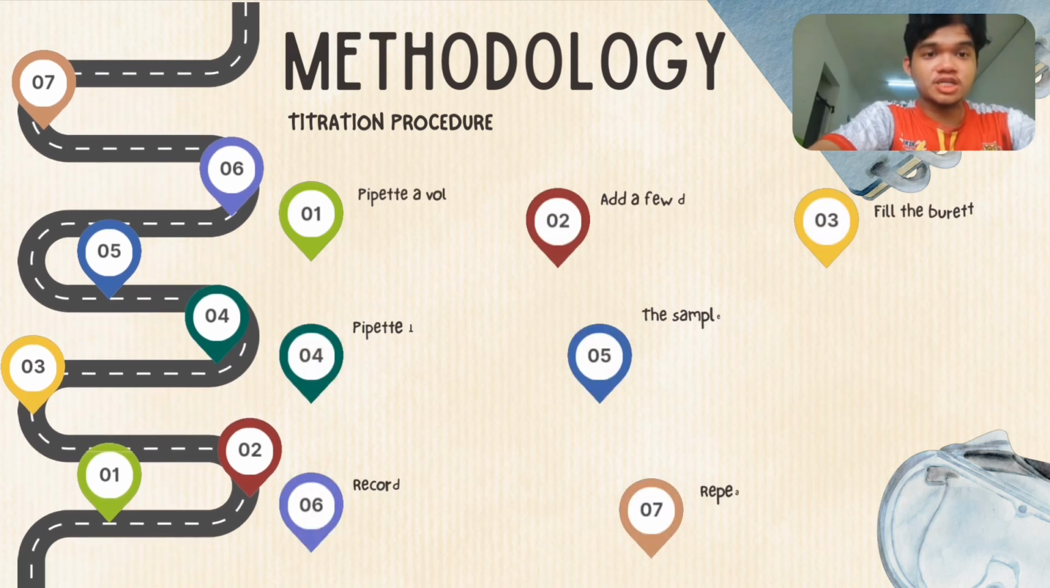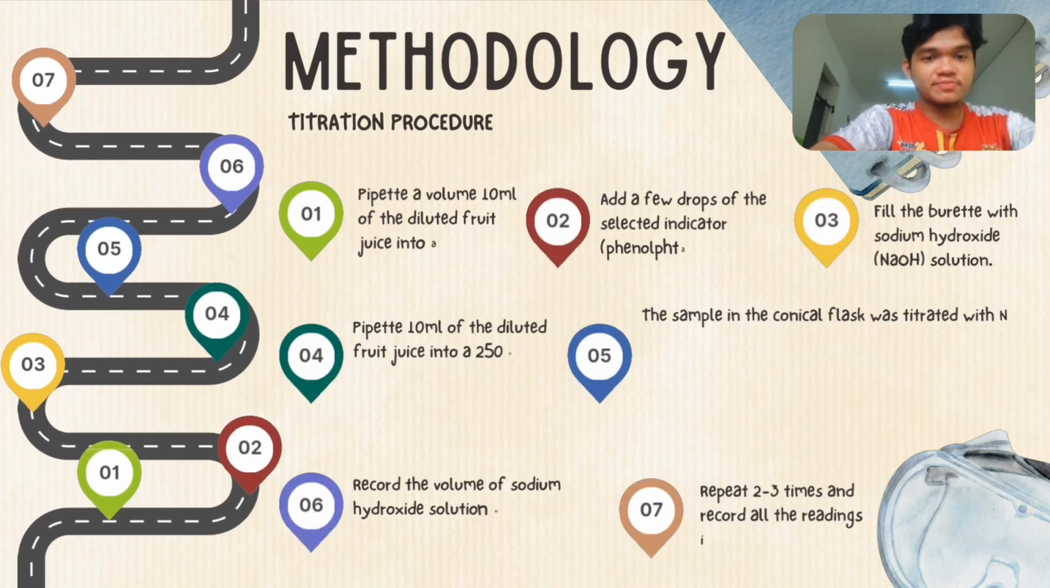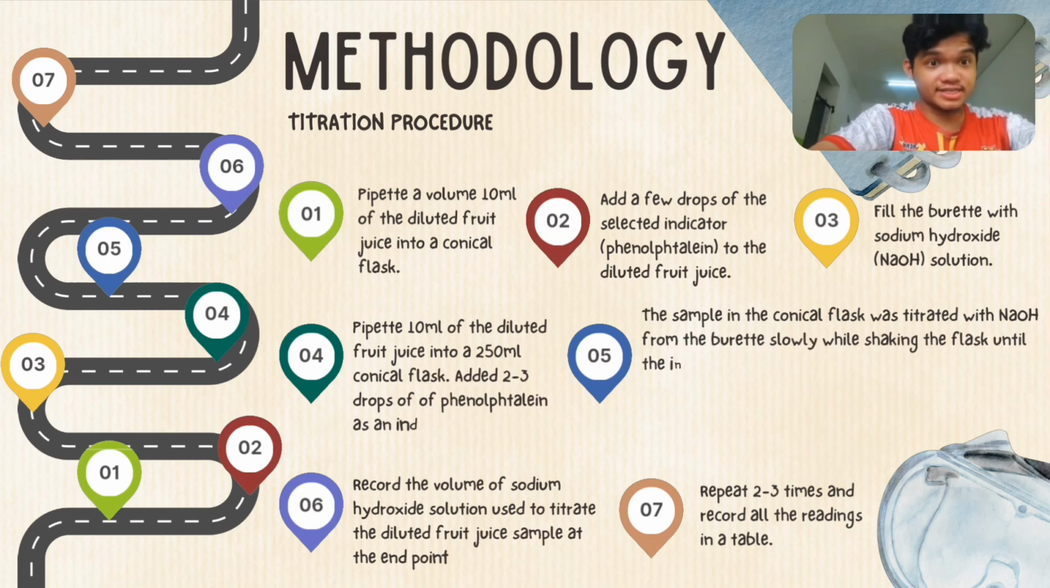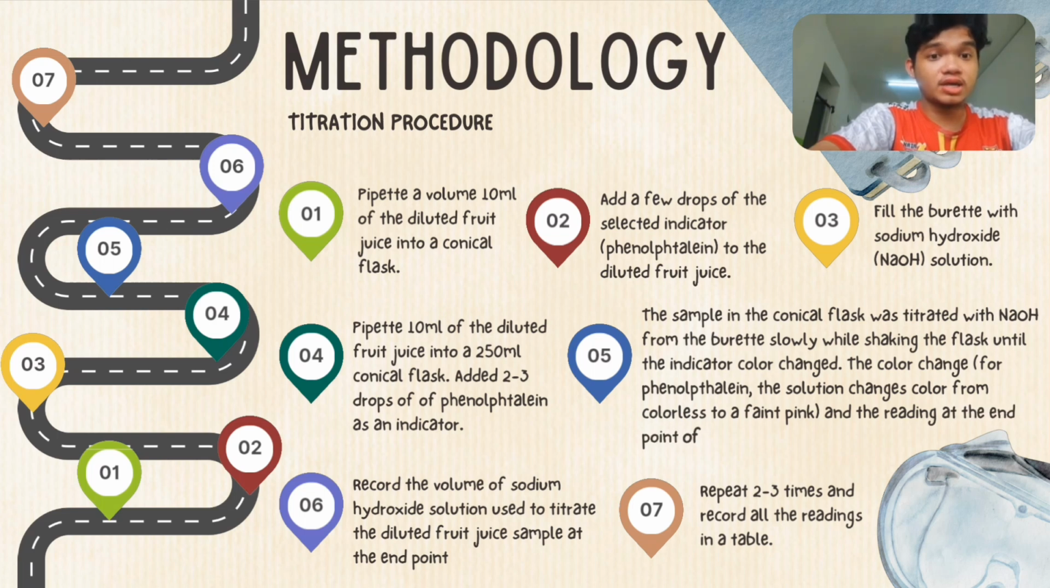Now, I want to briefly explain to all of you the basic titration procedure. First, pipette a volume of 10 ml of the diluted fruit juice into a conical flask, and then add a few drops of the selected indicator, such as phenolphthalein, to the diluted fruit juice, and then fill the burette with sodium hydroxide, or we call it NaOH solution.